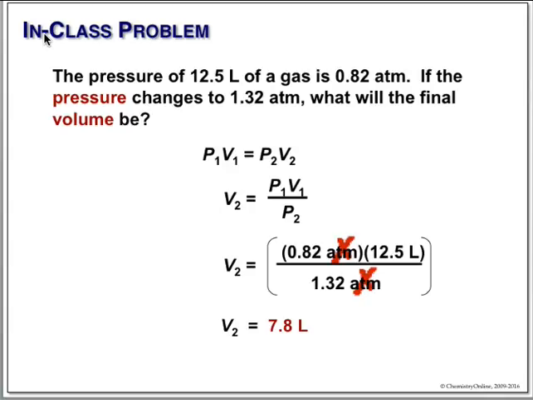Now think about this. Initially we had 12.5 liters, right? We increased our pressure. What happened to the volume? It went down. Pressure goes up, volume goes down.